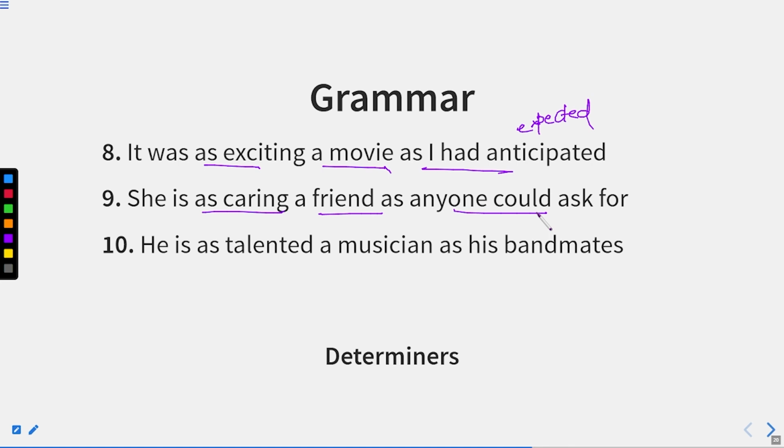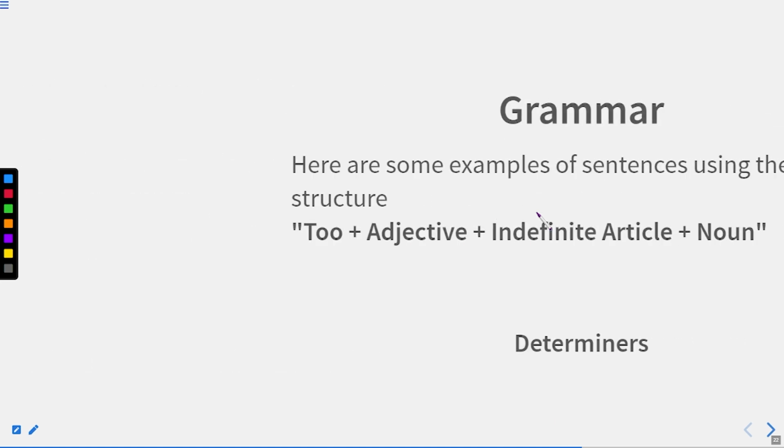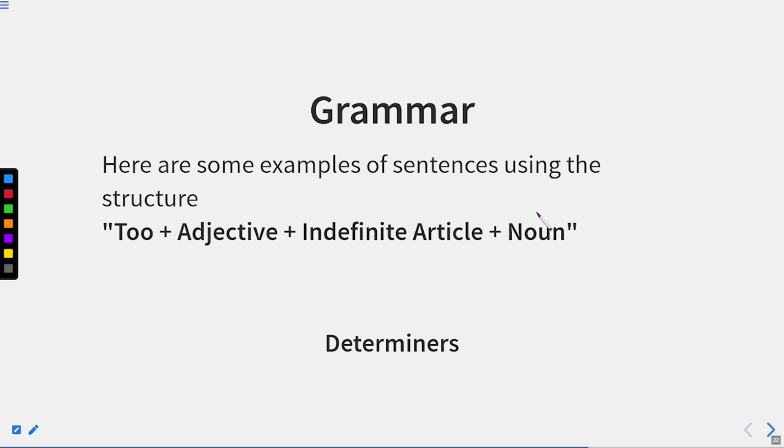Now let us move to the next structure. In these sentences, the adjective describes the quality or characteristic of the noun, and the indefinite article a is used to indicate that there is one of the noun being referred to. Here are some examples of sentences using the structure too plus adjective plus indefinite article plus noun. Now the structure is noun, before which we have the indefinite article, before which we have an adjective, and before that we have an adverb, that is too.